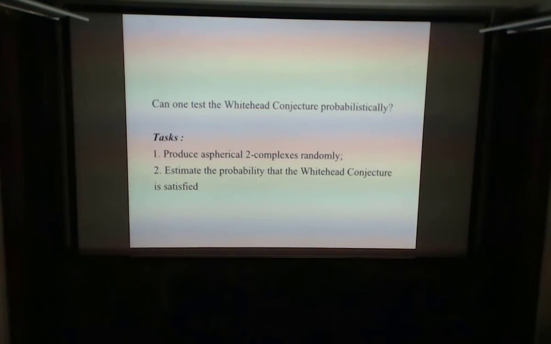So if we can do this, and if we make this estimate and suppose it turns out that this probability that the Whitehead conjecture is satisfied is less than 1, this would imply that there is something where it is not satisfied. So there will be a counterexample.